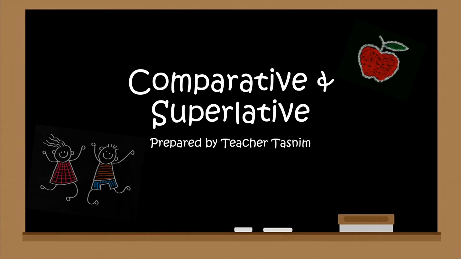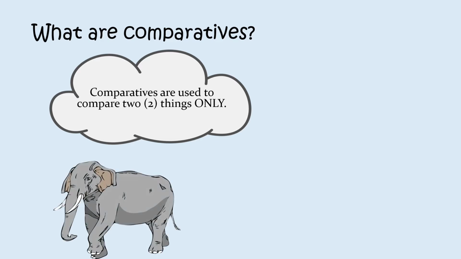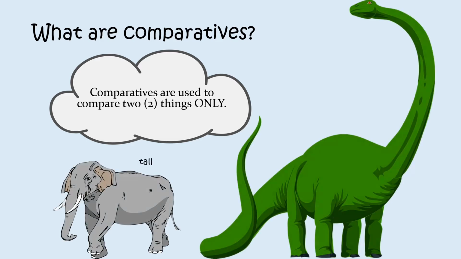Today we're going to learn about comparatives and superlatives. Let's get started. What are comparatives? Comparatives are used to compare two things only. For example, here I have an elephant and a dinosaur. The elephant is tall, however, the dinosaur is taller. To compare the two, I would say the dinosaur is taller than the elephant.